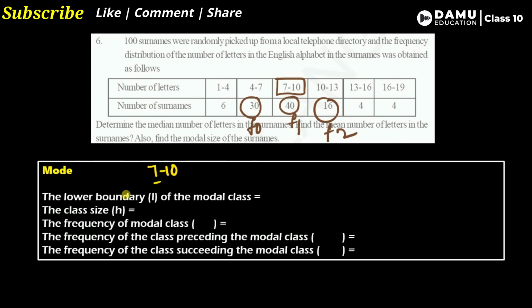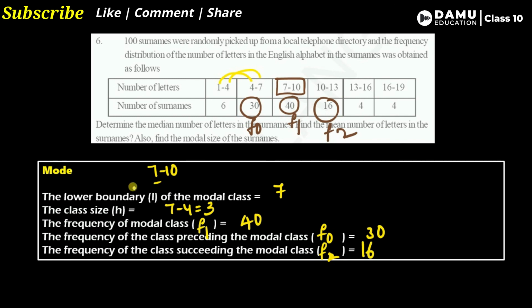The lower boundary of the modal class is 7, small l. The class size we have already calculated: 7 minus 4 is equal to 3. So h is equal to 3. The frequency of the modal class, F1, is equal to 40. The frequency of the class preceding the modal class is F0, which is 30. The frequency of the class succeeding the modal class, F2, is equal to 60. So we know all the raw information from this.